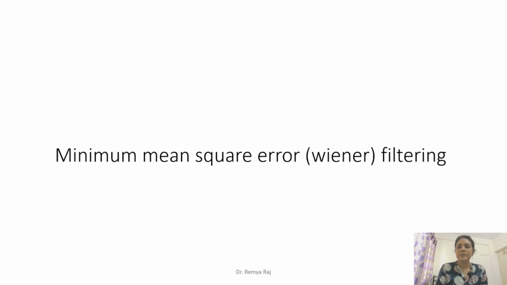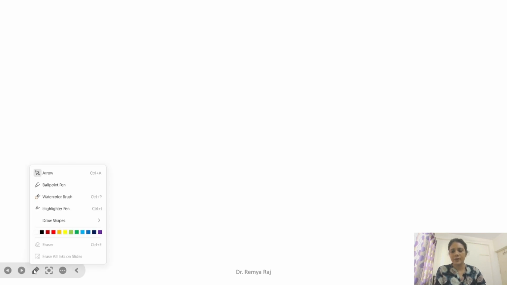So hi all. In the previous lecture we studied inverse filtering. Now we'll see a very important topic, that is the Wiener filter. So what is meant by the Wiener filter? The Wiener filter is an optimal filter.